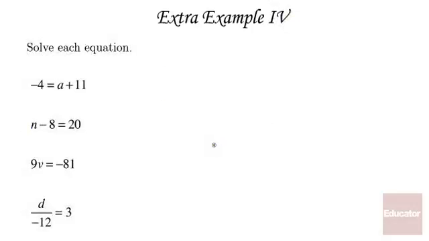Okay, so let's solve each equation. We're going to use the inverse operations to solve each of the equations. The first one, I'm going to circle my variable. I'm going to separate my sides. Now, be careful here. This is a plus 11. What is being used? A plus, right?